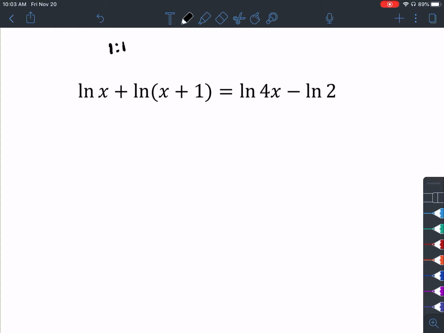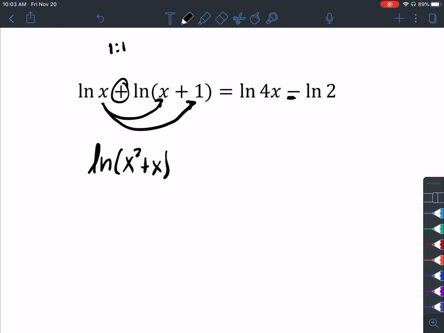So once again, here it's addition. So I'm going to multiply these. That's going to give me the natural log of x squared plus x. Here it's subtraction, so I'm going to divide these. So I get the ln of 4x over 2. I actually know that 4x over 2, 4 and 2 reduces to be 2x. So I'm going to go ahead and simplify that.